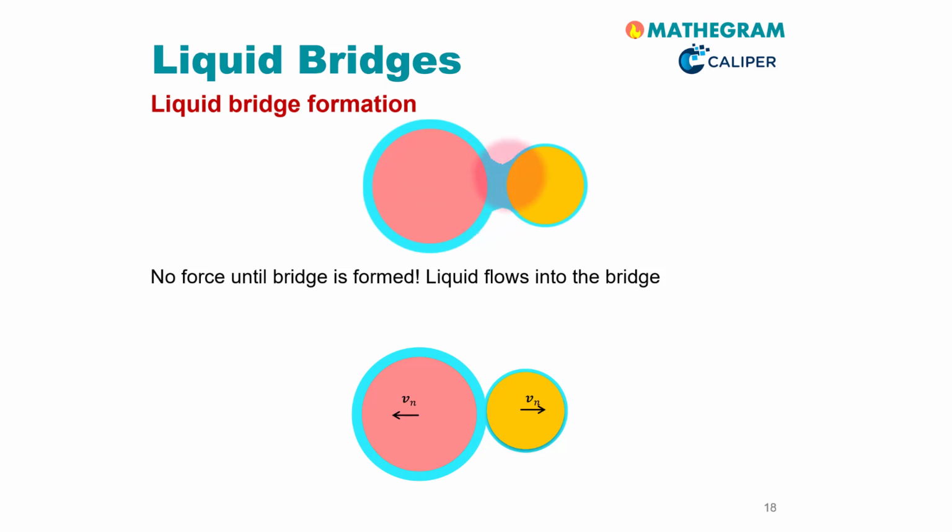Of course, before there is no contact between the films, there is no liquid bridge, there is no force. We must take care of this in our DEM simulations. Please note that, of course, if the particles are covered by a thin film, it's enough to say that the liquid bridge force is activated once the surfaces touch each other.